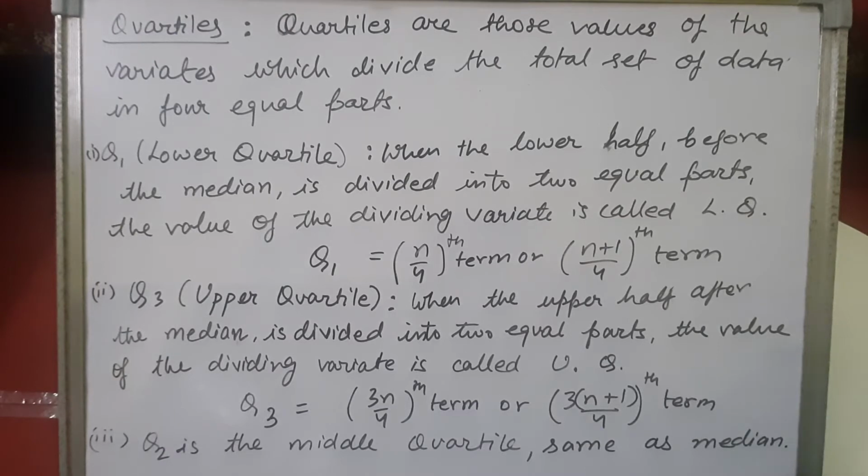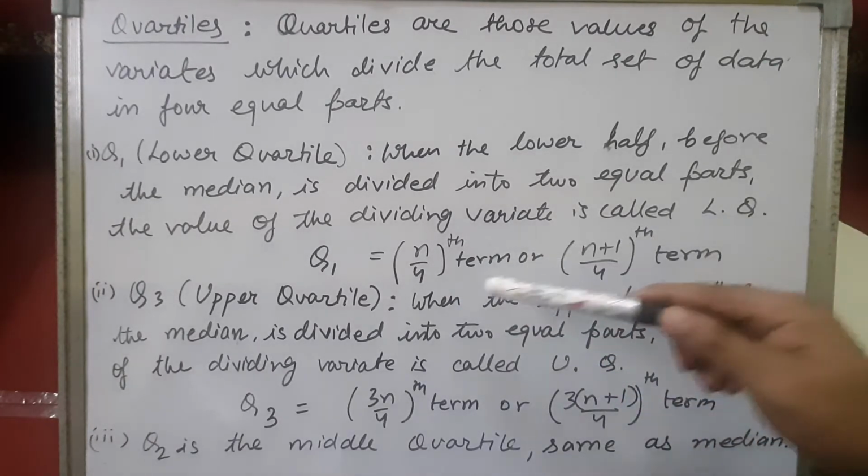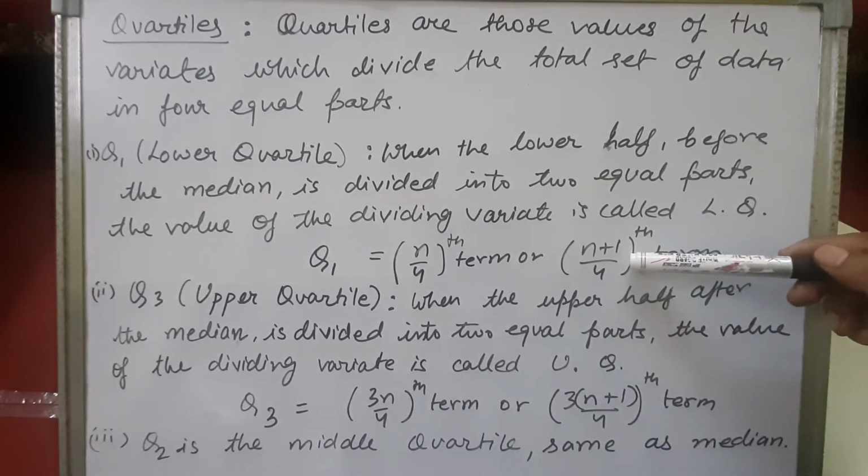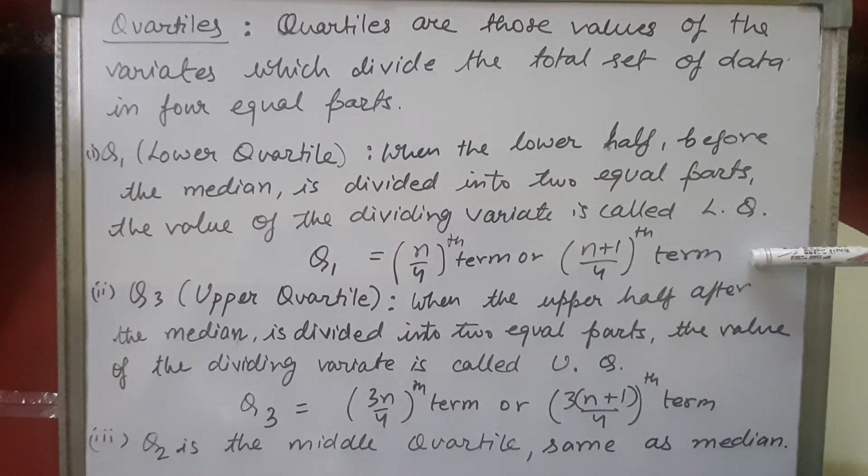So next is Q1. Q1 is the lower quartile. It's the middle value of the lower half, or we can say the half before the median; this quartile divides the lower half into 2 equal parts. So when the lower half before the median is divided into 2 equal parts, the value of the dividing variate is called the lower quartile. For calculating the lower quartile, we are going to use the formula n by 4, the n upon 4th term, when n is even, and the formula (n plus 1) whole upon 4th term when n is odd.